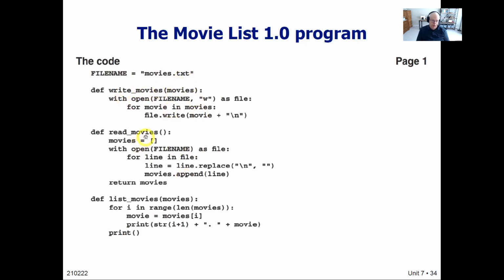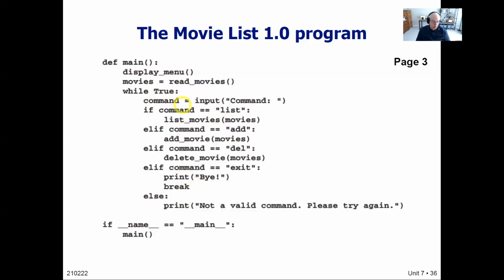Now, the big difference is the write movies function and the read movies function. So when we run the write movies function, we should take everything that's in our list and save it on the hard drive, remember? So that would be our write. And here's where we run the read movies function that we created. And we go through and process all this stuff. Okay.